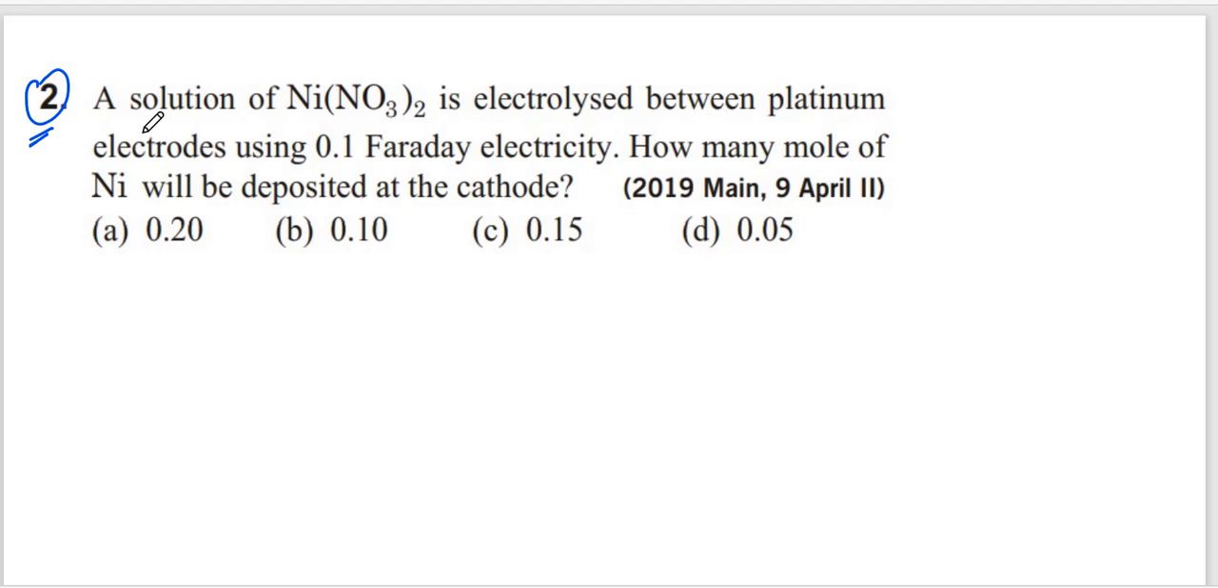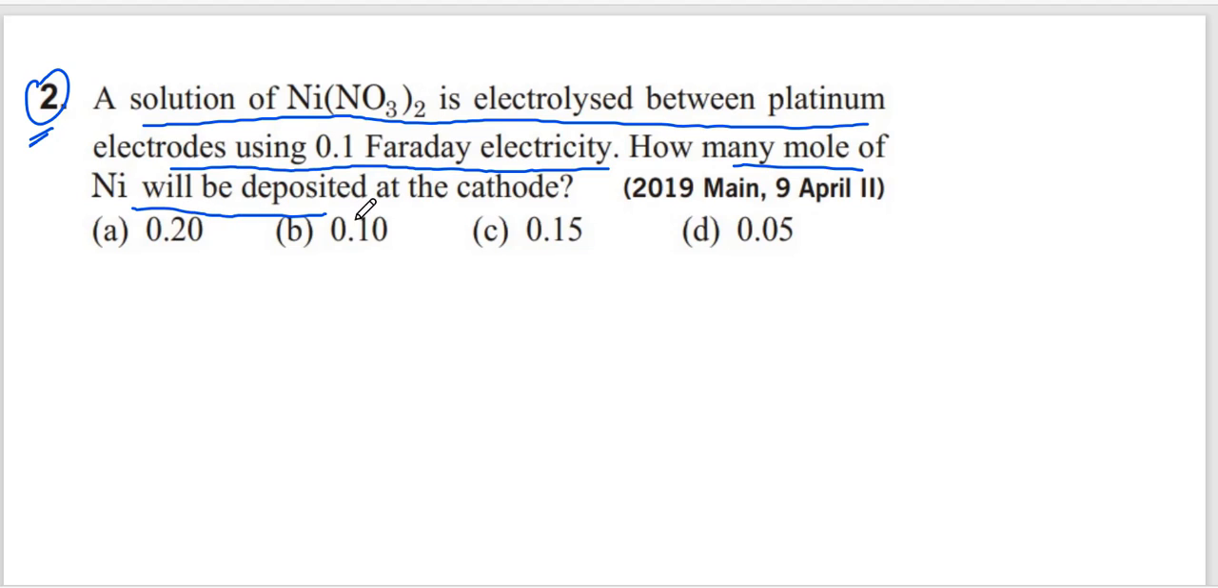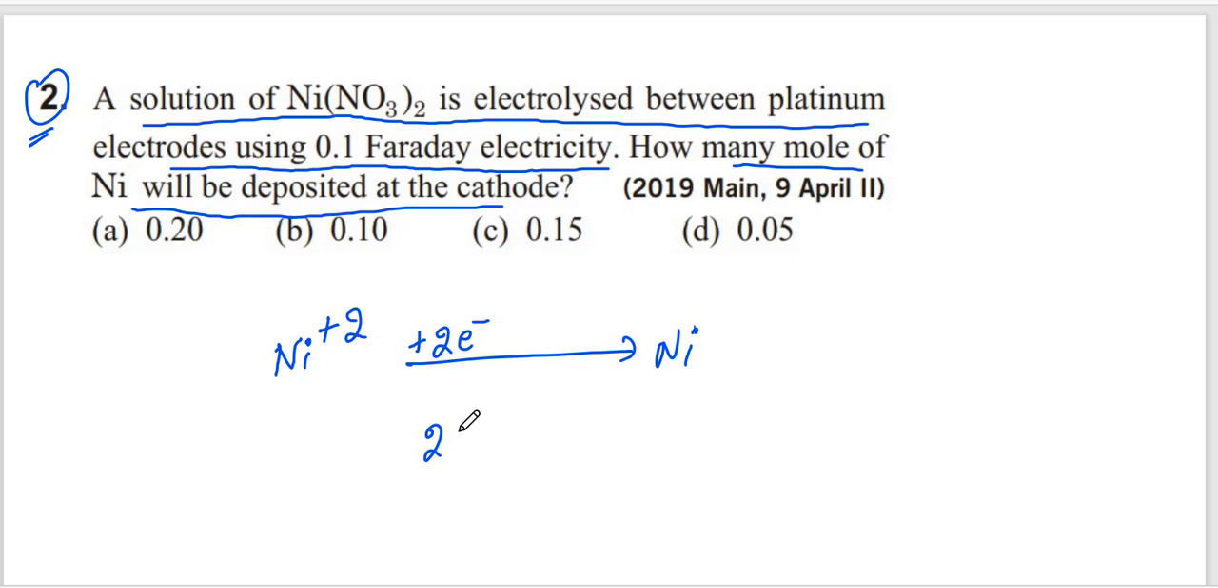Question number 2. A solution of nickel nitrate is electrolyzed between platinum electrodes using 0.1 Faraday electricity. How many moles of nickel will be deposited at the cathode? See, very simple method I will explain to you. Here nickel plus 2 is forming into nickel. How many electrons required here? Of course 2 electrons required. If you give 2 farad charge, how many moles of nickel you will get? 1 mole nickel you will get. This is the common basic thing.